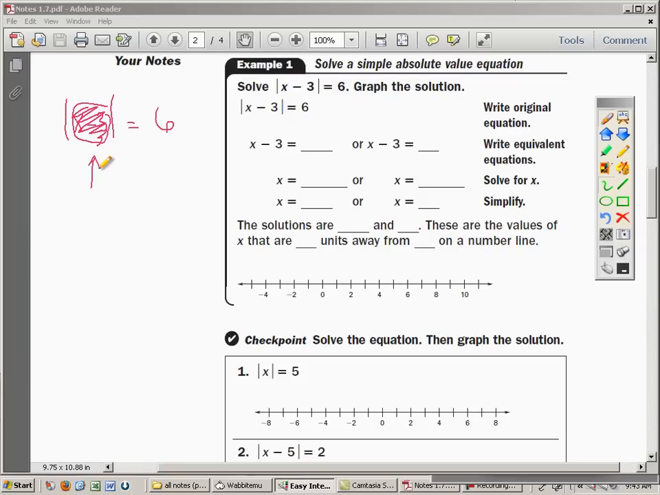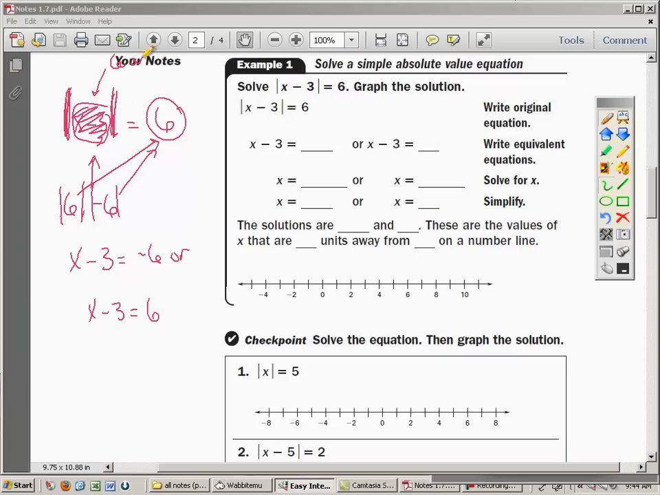Now there are two numbers that can be in that absolute value sign such that when I take the absolute value of it, I get 6. And those two numbers are either 6 and negative 6, because when I take the absolute value of 6, I get 6. When I take the absolute value of negative 6, I get 6. So what we're going to do then is set what's in here, that I've just drawn over, equal to either negative 6 or positive 6. Because there are two numbers that this absolute value can be equal to and get 6. It's either 6 or negative 6.